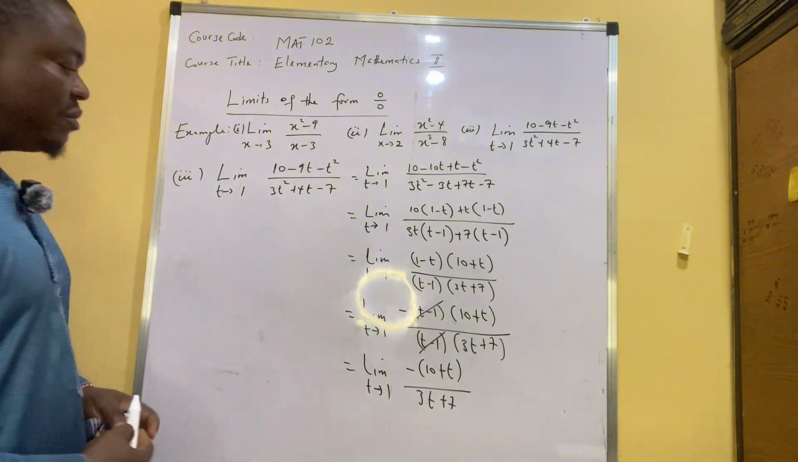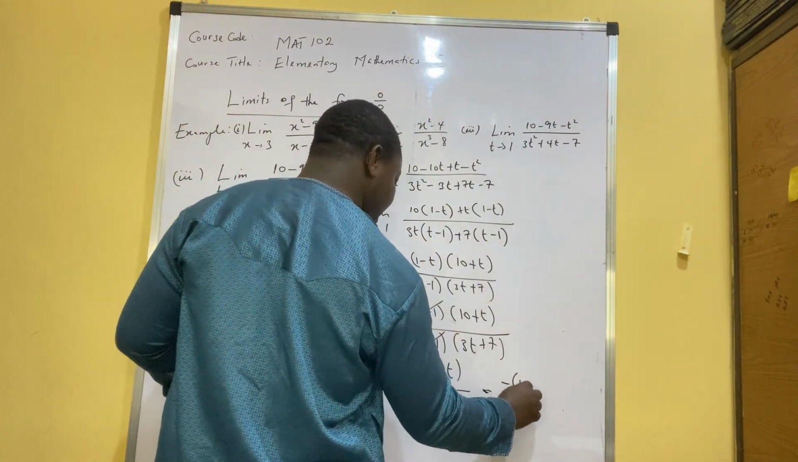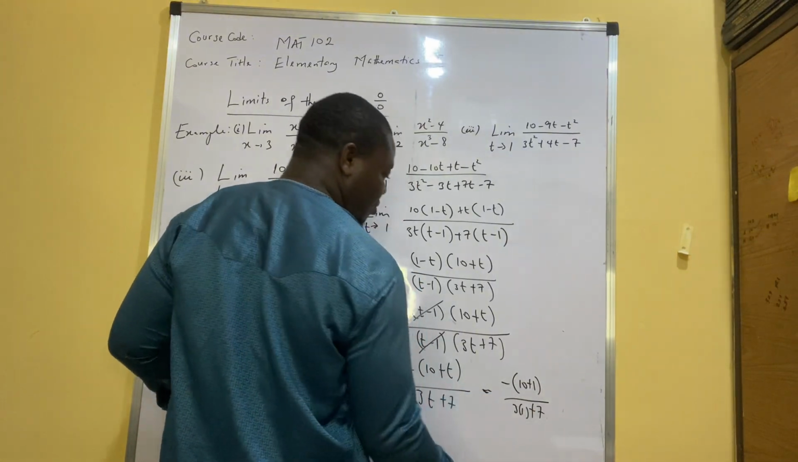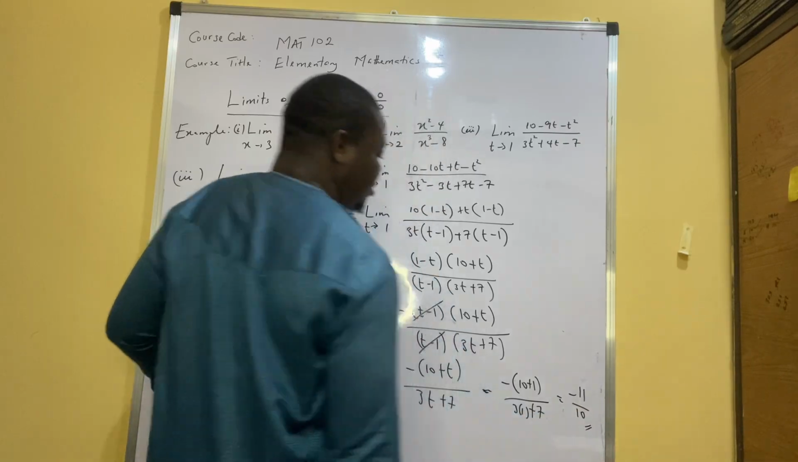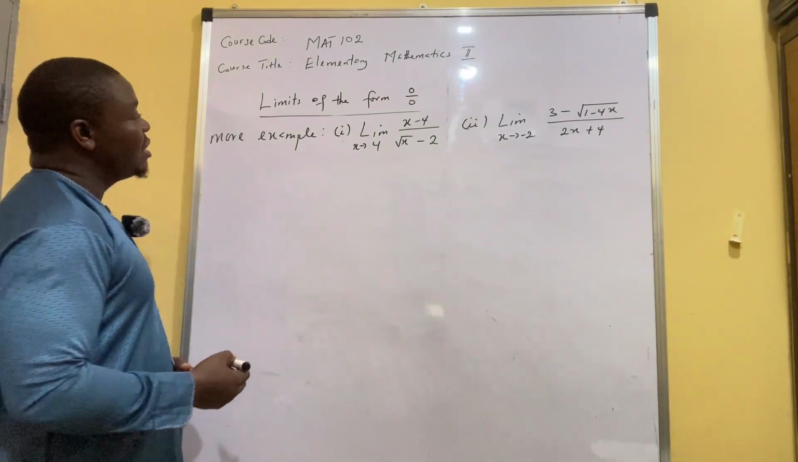So wherever we see t now, we can replace with 1, okay, so that we have minus open bracket t plus 1 over 3 times 1 plus 7, okay. Simplifying this, we're going to have minus 11 over 10. More example on limits of the form 0 over 0, okay.